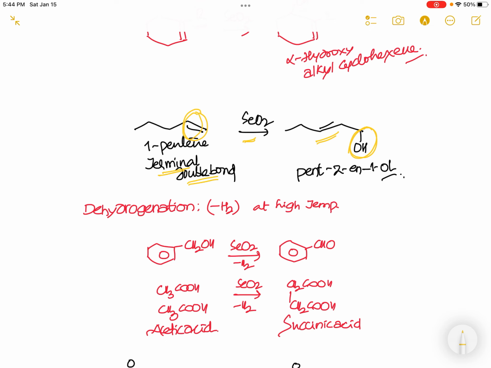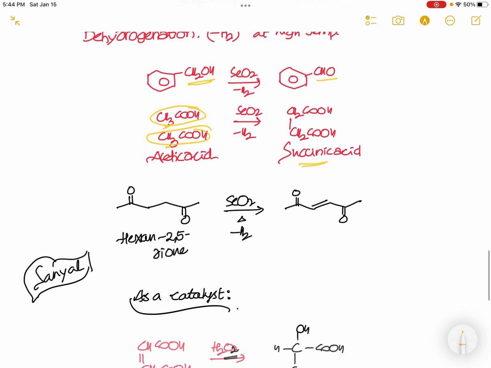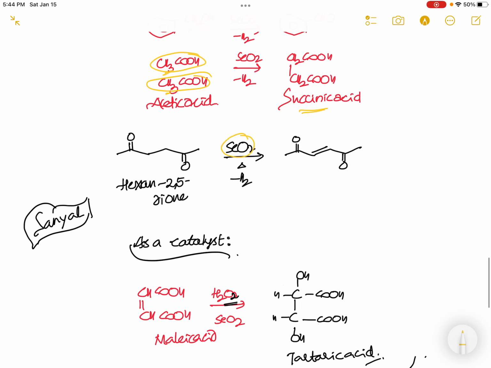And one more, terminal double bonds. Terminal double bonds are made into internal double bonds with a primary alcoholic group. Dehydrogenation, CH2OH converted to CHO. And here you see two acetic acids are converted to succinic acid. One hydrogen from here, one hydrogen from here is gone. And with selenium dioxide, hexane 2,5 dione. This is 2,5 dione. And here a double bond is formed.